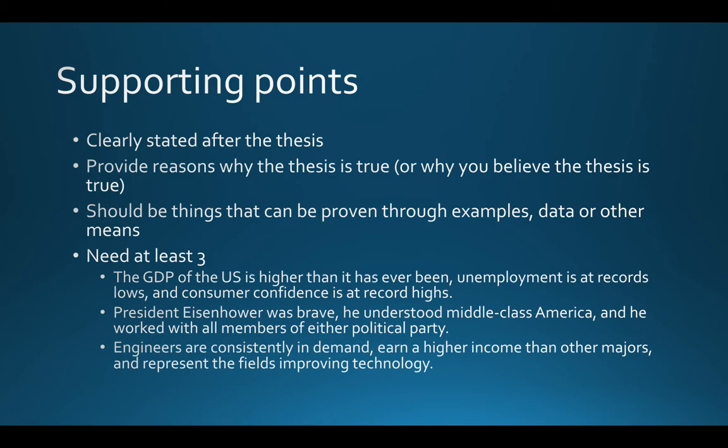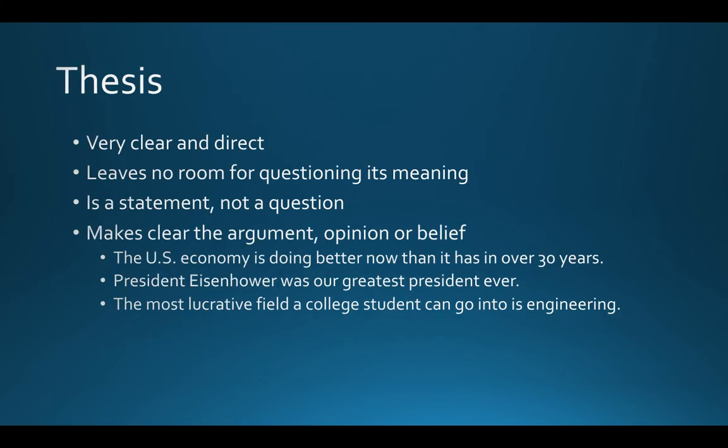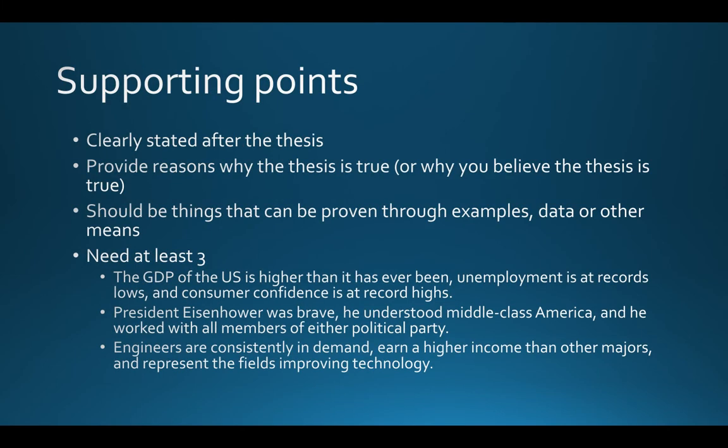So here are some examples. If we were talking about our first thesis, which was the U.S. economy is doing better now than it has in over 30 years, our supporting points would be: the GDP of the U.S. is higher than it has ever been, unemployment is at record lows, and consumer confidence is at record highs. So those are the 3 reasons why I think the U.S. economy is doing better now than it has over the past 30 years.